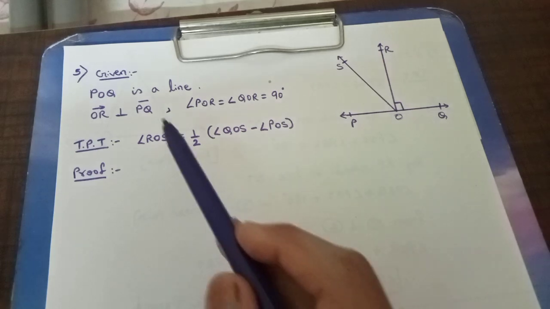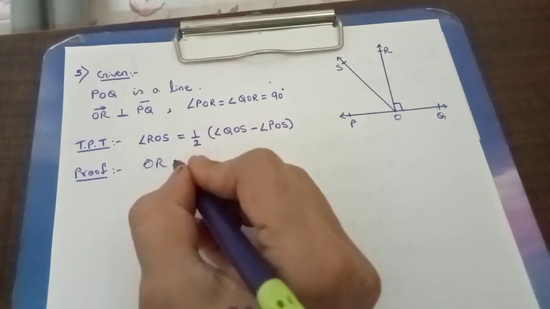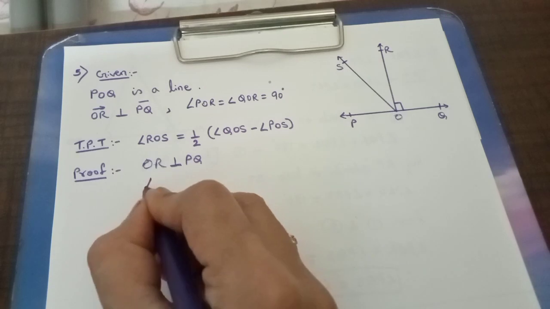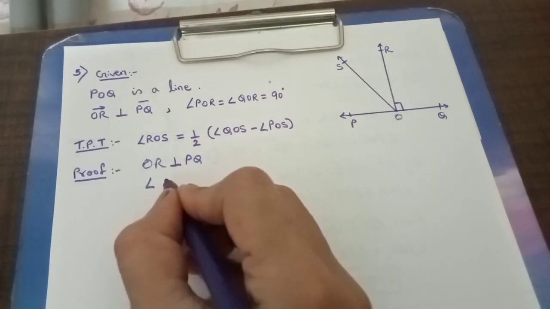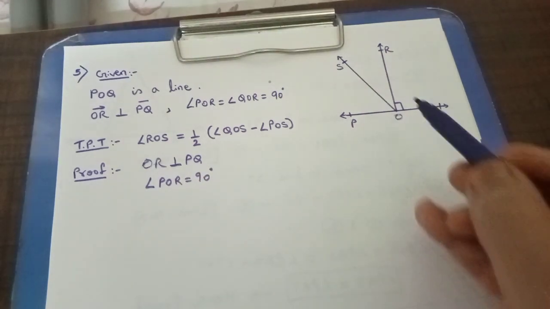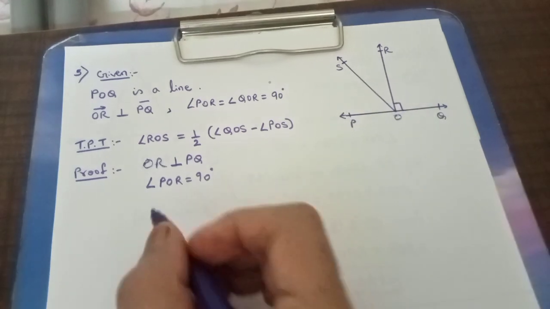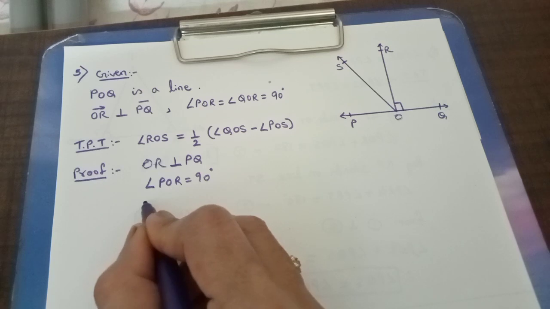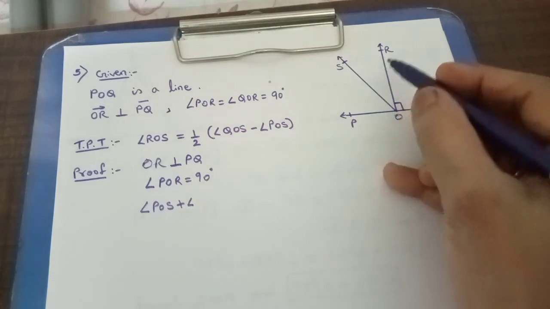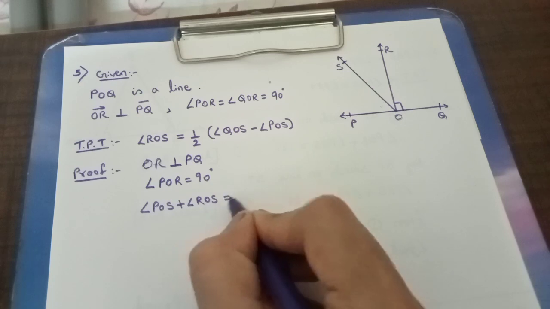Now to find, we'll start with whatever is the given part. Given is OR is perpendicular to PQ and angle POR is equal to 90 degree. Now what do you mean by POR? POR is a combination of two angles, POS and ROS. So we'll take the individual angles of this part. So angle POS plus angle ROS, this angle and this angle, is equal to 90 degree.